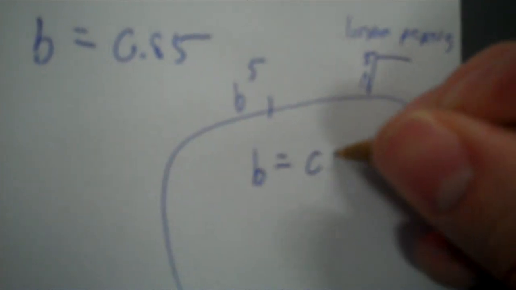So b is 0.85, but you got to make that into the percent. So you take 0.85, you have to minus the 1 because that takes out the 100, and that's negative 0.15. Move the decimal forward, and that's negative 15%.